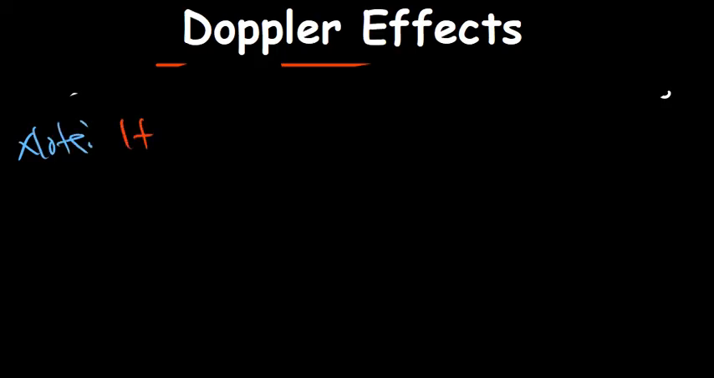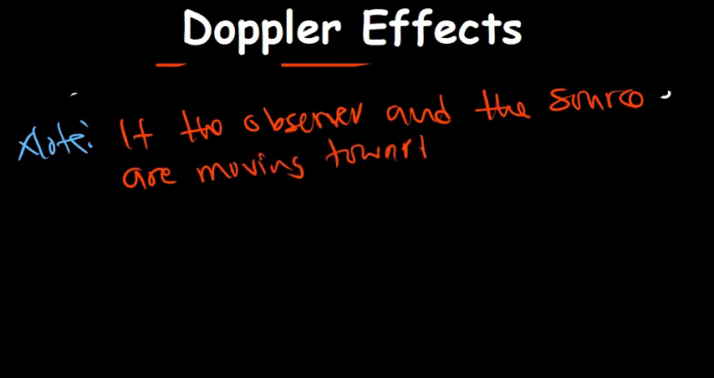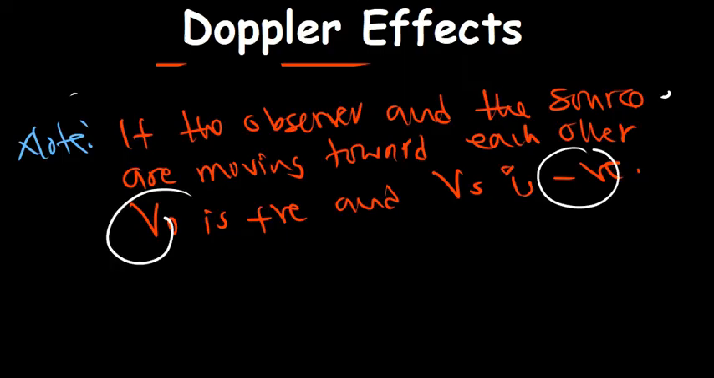So if the observer and the source are moving toward each other, the VO is positive and Vs is negative. Then the opposite is true. If they are moving away from each other, this is going to be negative, that is going to be positive.